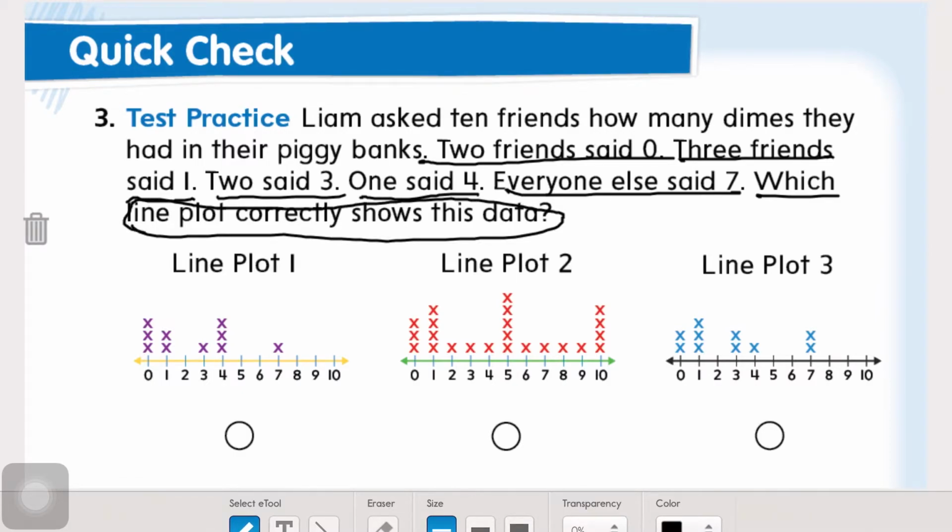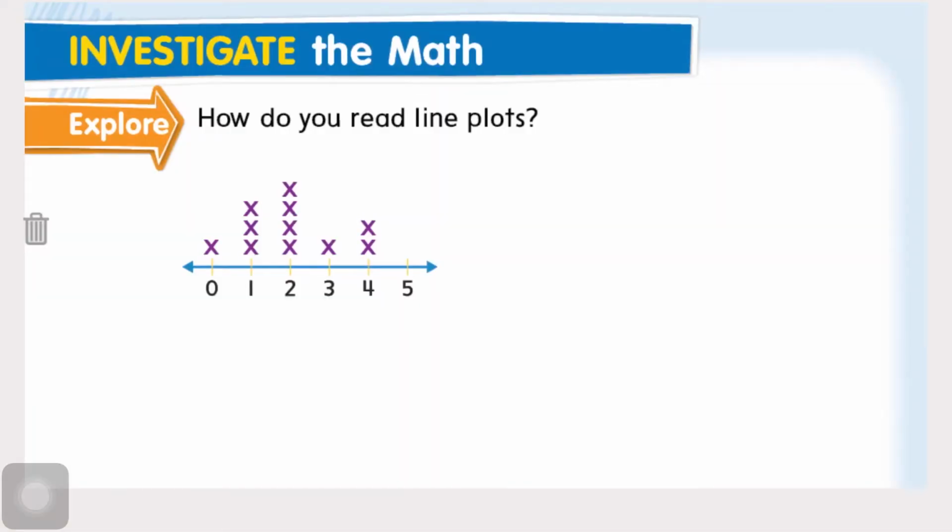So the first piece of data we have to have is that 2 friends said 0. So let's look at 0. In this one, 3 friends said 0, so it can't be this one. In this one, 3 friends said 0. Can't be this one. In this one, 2 friends said 0. Okay, so this is looking good. Let's check to make sure. 3 friends said 1. 1, 2, 3, yep. 2 said 3. 1, 2, yep. 1 said 4, yep. And everyone else said 7. Here are the other 2 that said 7. So this one is our correct line plot.